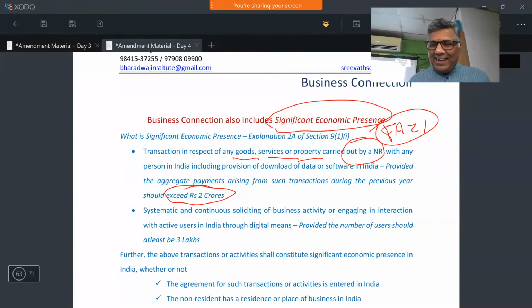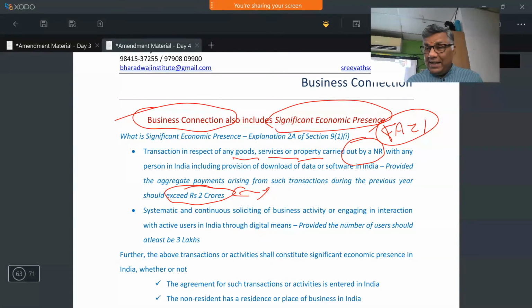Suppose if it is paid software, I will keep paying. Like me, so many people will keep paying. For the recipient, it is an Indian income which is going untaxed. Now, significant economic presence is part of business connection, and I will tax that income. What is significant economic presence? If your total turnover exceeds 2 crores.